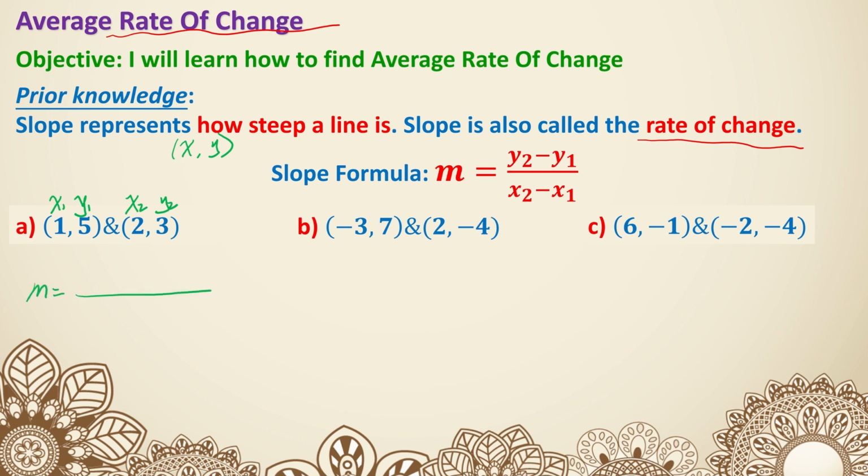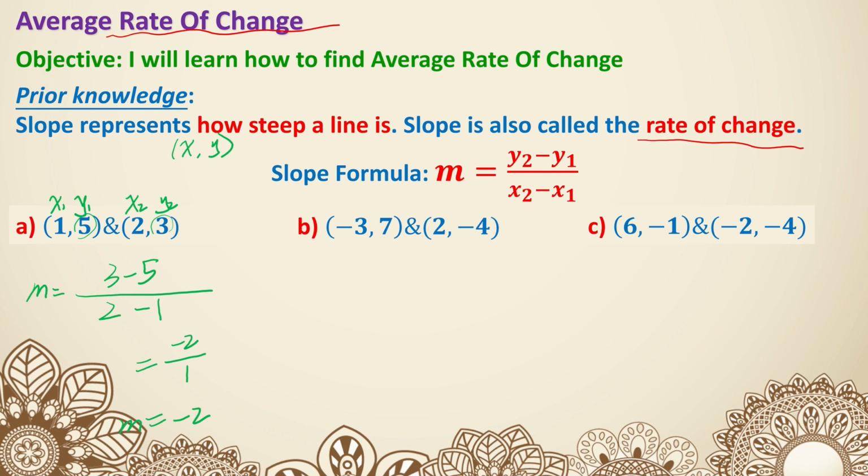As soon as you label them, now we just need to put everything into the formula. On top of the formula is y2 minus y1. y2 is 3, y1 is 5, so it's 3 minus 5. On the bottom is x2 minus x1, x2 is 2, x1 is 1, so it's 2 minus 1. Top is going to be negative 2, bottom is going to be 2, so it simplifies to be m equals negative 2. You can pause here and try it with b and c, but be careful with the negative signs.